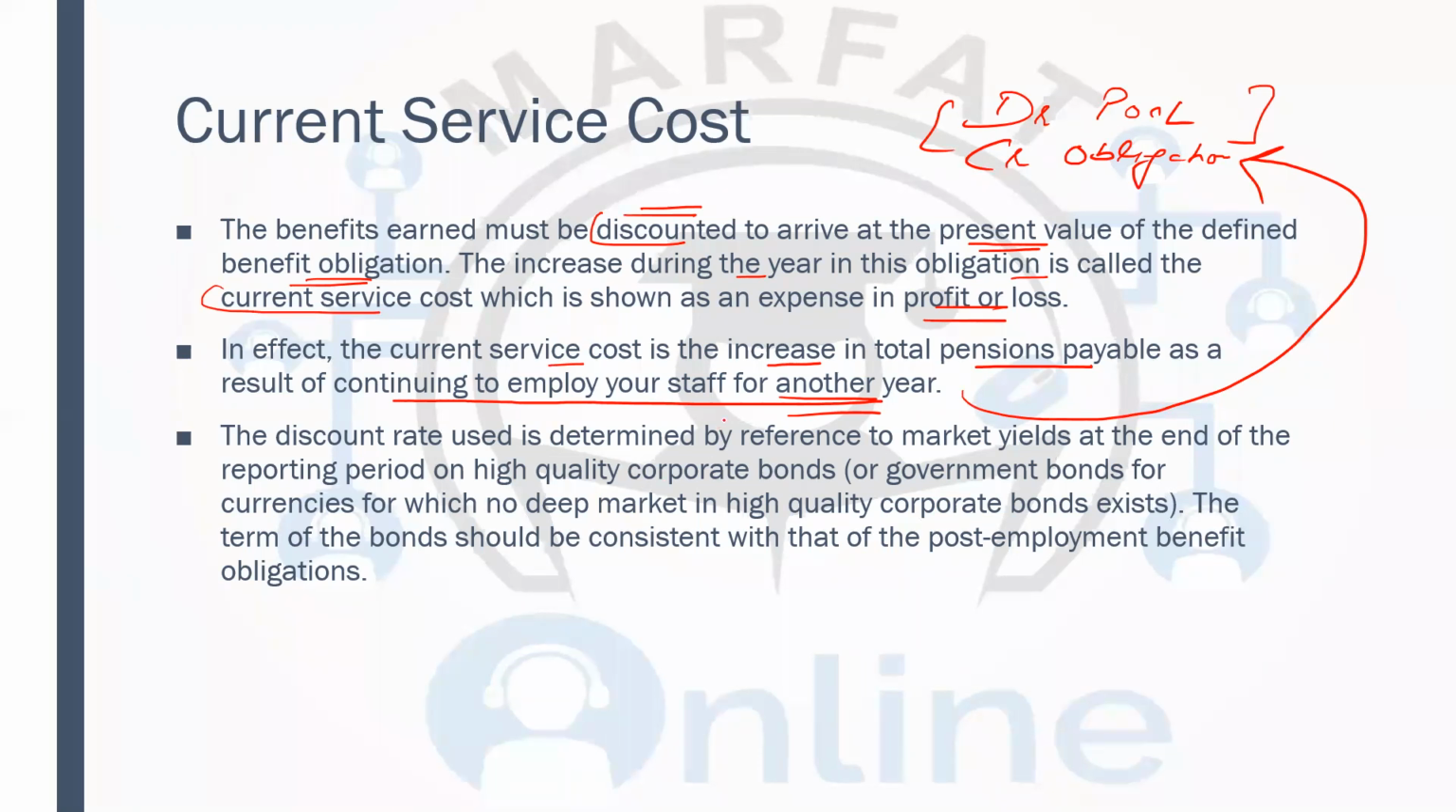And which rate are you going to use for discounting the future value to the present value? The discount rate used is determined by reference to the market yields at the end of the reporting period. The yields simply mean returns, on high quality corporate bonds. The returns the entity will be getting. So those yields, those returns, that rate should be used for discounting the present value.